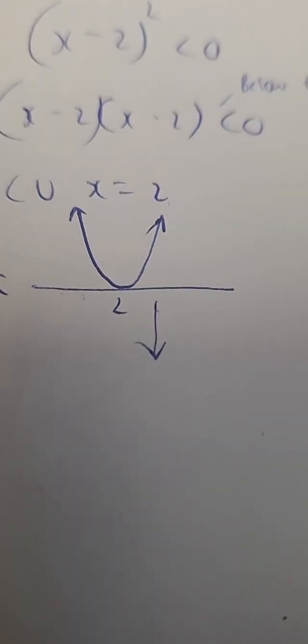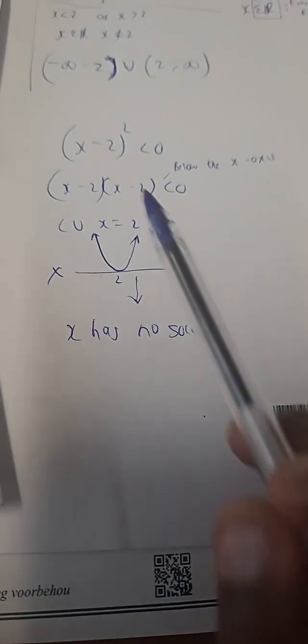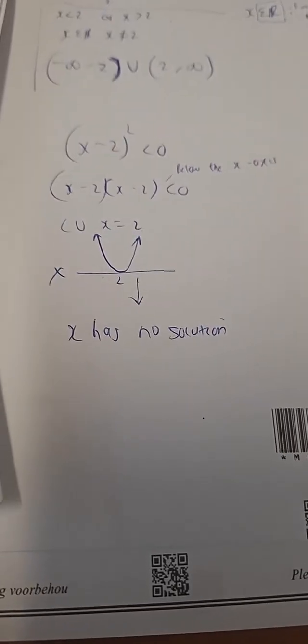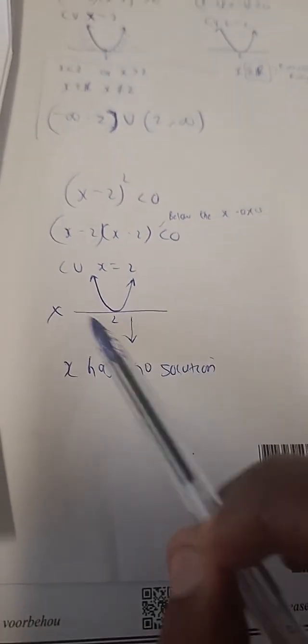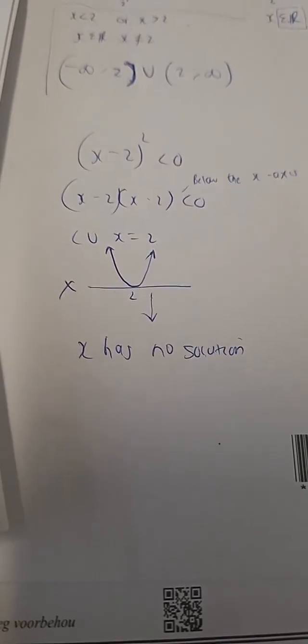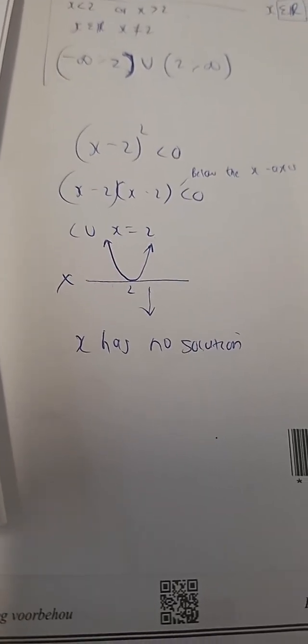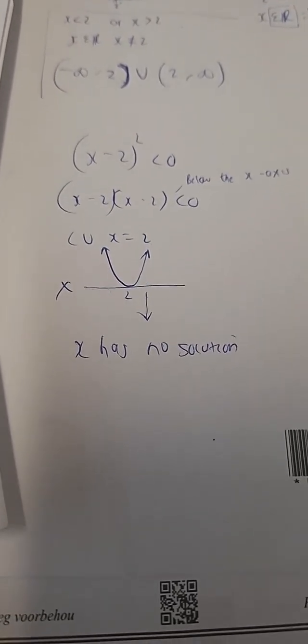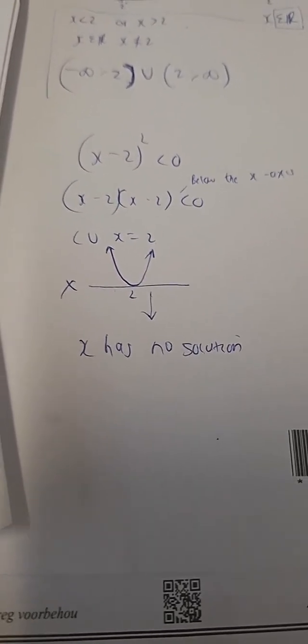So no, guys, there's nowhere where the function is below the x-axis. So what does that mean? It means x has no solution. No solution for x, guys. Because the function does not exist below the x-axis. So there's no x value that we can indicate where the function is below the x-axis.